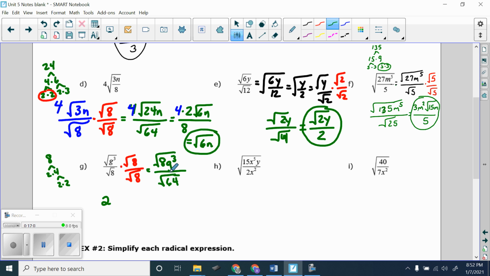I have g to the 3rd, so I have g times g times g, so I have a pair of g's, and a g stays under. So I have what? 2 that stayed under, and a g that stayed under. And in the bottom, I have 64, which comes out as 8. But again, things under cannot be simplified, but if they're both out, they can. So this 2 and this 8 simplify, so I'm left with g square root 2g over 4.